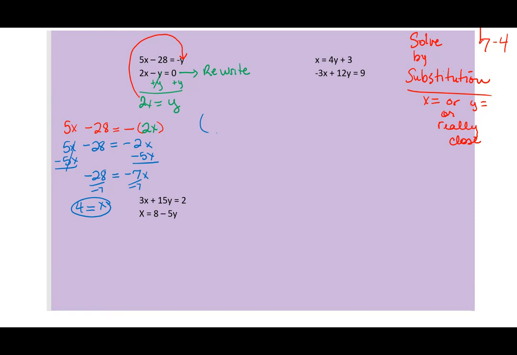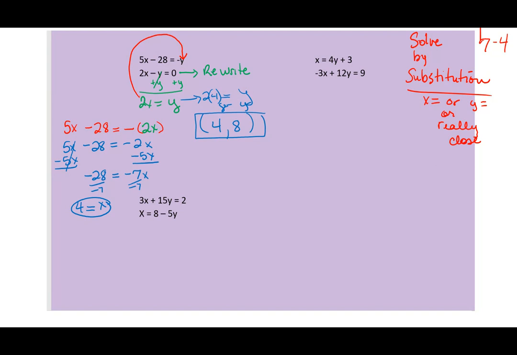That's the first part of my answer. I have to have a y. Well, it's right there. It says y is 2 times the x. I just figured out that the x was 4, so if x is 4, then y is equal to 8. And that is my official answer right there, (4, 8).